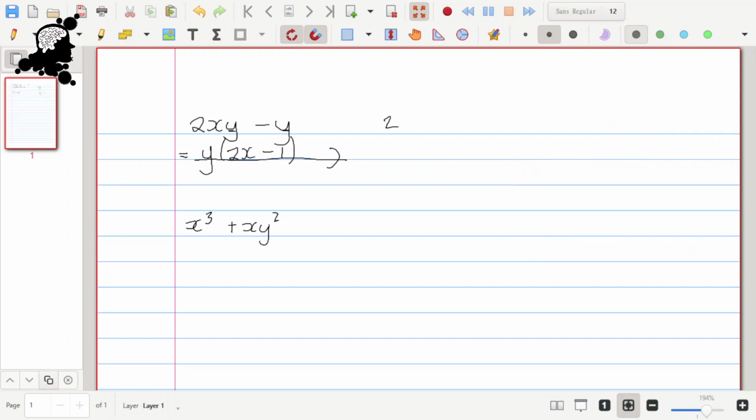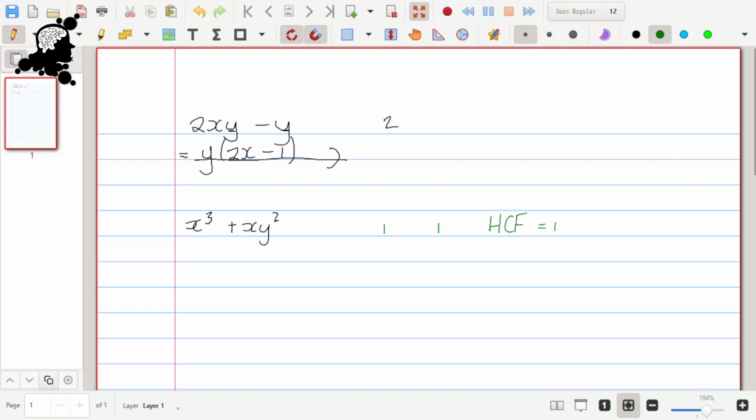Okay, now looking at this scenario, we need to check. Is there a common variable? Or first, let's check our coefficients. The coefficient of the first term is 1. The coefficient of the second term is 1. So the highest common factor between 1 and 1 is just 1.